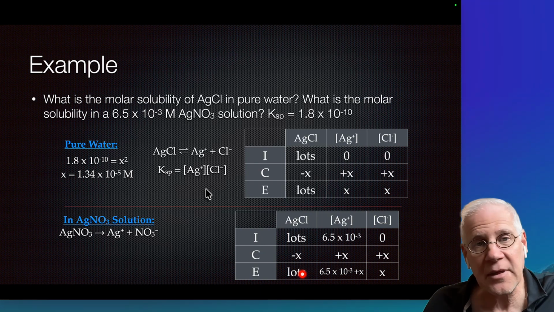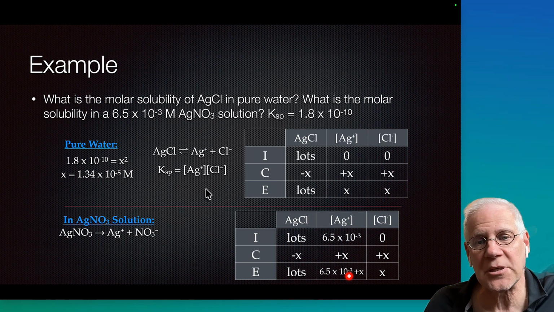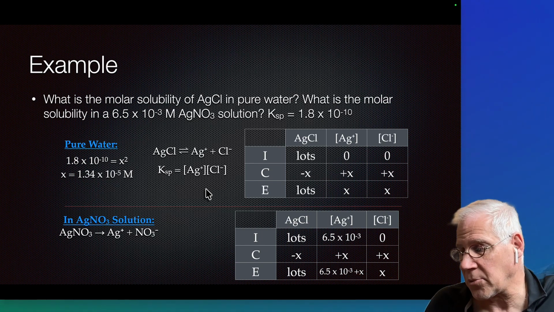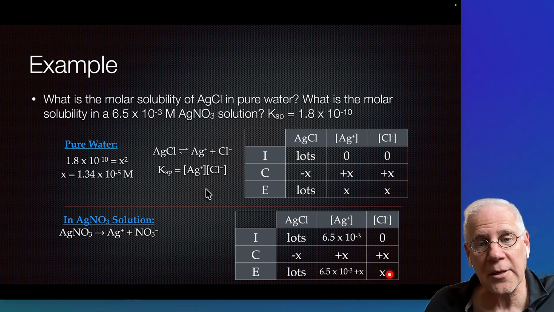And then I've got to add everything up. Still got lots of solid there. Concentration of my silver is 6.5 times 10 to the minus 3 plus X, and then my chloride is just X. Remember, all the chloride comes just from the silver chloride breaking apart. Concentration of my silver comes from the silver nitrate plus what comes from the silver chloride breaking apart.